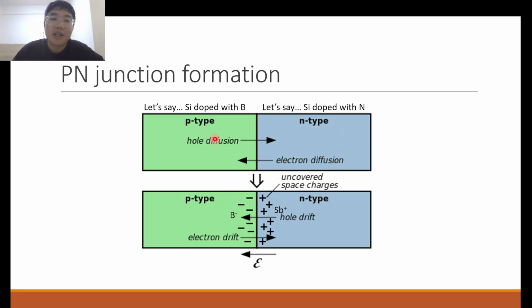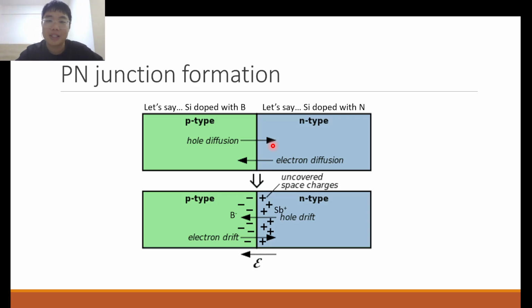So same thing here. The hole will move down the concentration gradient from the p-type to the n-type in diffusion. This is like the diffusion that you learned in secondary school. And likewise, electrons will move from the n-type to the p-type via diffusion as well. However, there's a bit of a difference in this case compared to the case where we deal with sugar, salt, water, this kind of stuff, in that holes and electrons are charged. They are charged species.